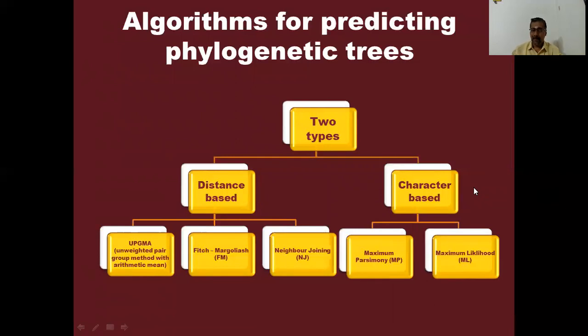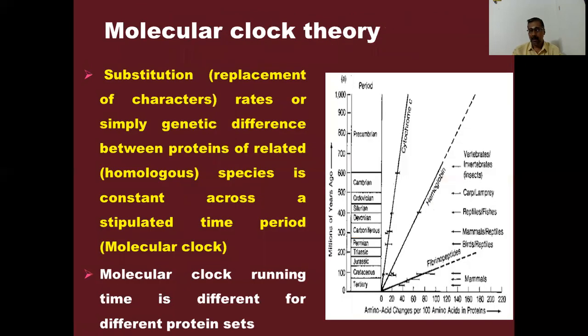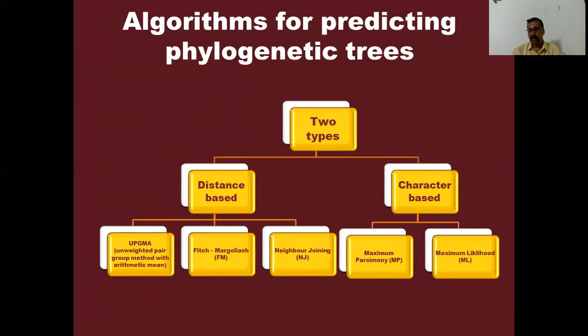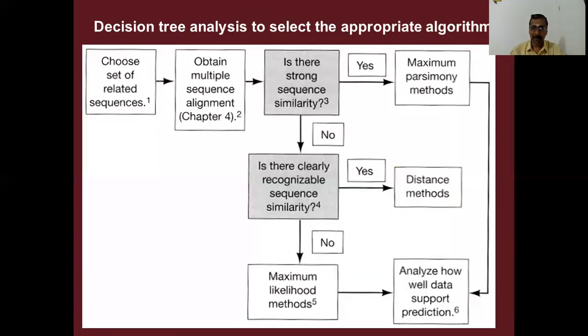Now the next variety is character-based. Under character-based, there are two methods: one is maximum parsimony, another is maximum likelihood. Here, instead of converting into numericals, conserved characters will be taken into account, whereas in distance-based methods, replacements or unconserved characters will be taken into account. So this is the basic difference between distance-based and character-based methods.